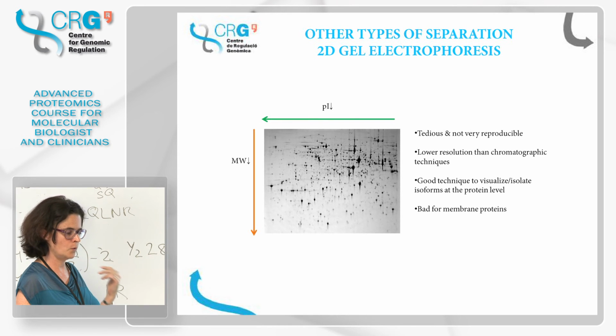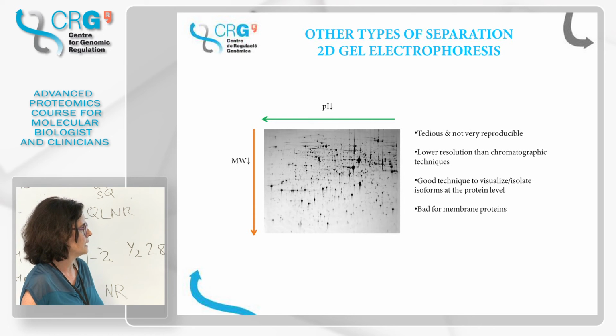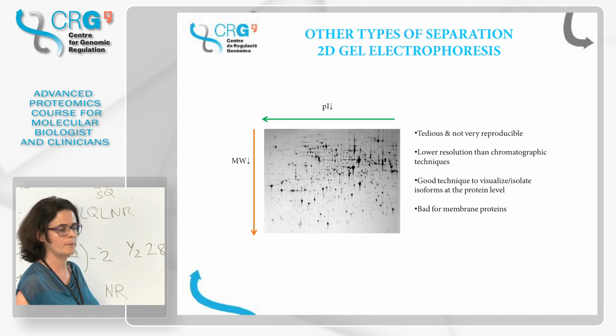One of them is that doing these gels is very tedious and they are not very reproducible. But other techniques now have surpassed the efficiency of this separation. But it's still good for some applications. For example, if you work with isoforms, it can be very useful. And you see the proteins at the protein level, which is also important. It has some advantages, but as I'm saying, most people don't use it anymore.